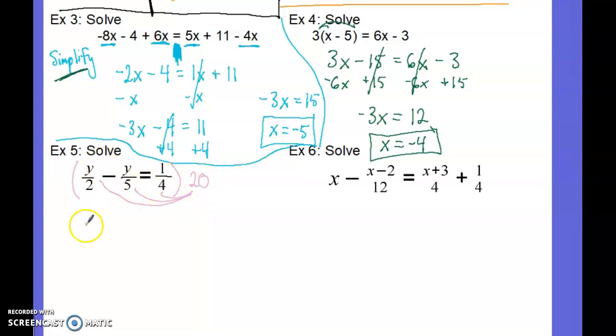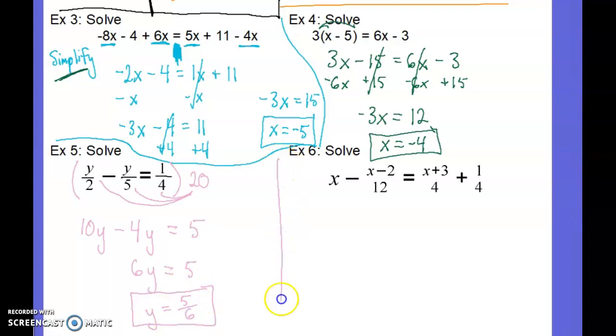Well, 20 divided by 2 is 10y. 20 divided by 5 is 4y. Is equal to 20 divided by 4 is 5. So now that I'm looking at that, I can combine like terms. So 6y is equal to 5. And I like fractions. 5 divided by 6 does not equal anything special, so we can just leave it as 5/6.